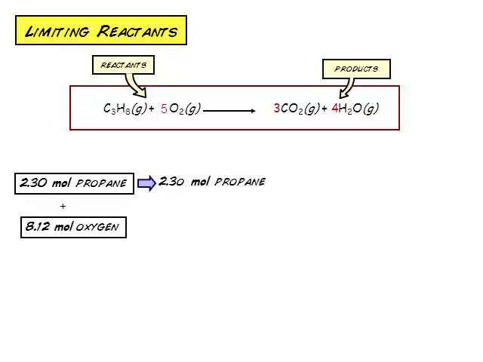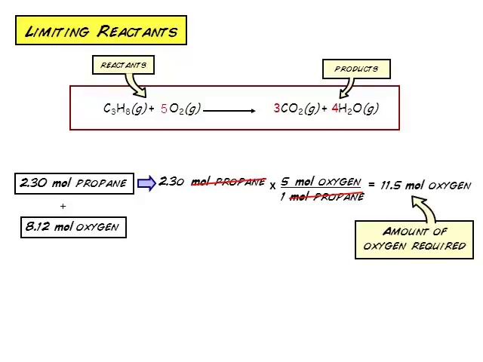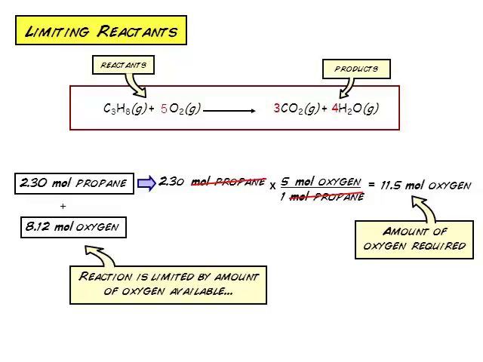We know that 2.3 moles of propane needs 5 moles of oxygen for every mole of propane. So we can use this molar ratio taken directly from the chemical equation on the left-hand side to calculate how many moles of oxygen we need to react 2.3 moles of propane completely. The moles of propane cancel, and we get 11.5 moles of oxygen needed to react completely with 2.3 moles of propane. We only have 8.12 moles of oxygen.